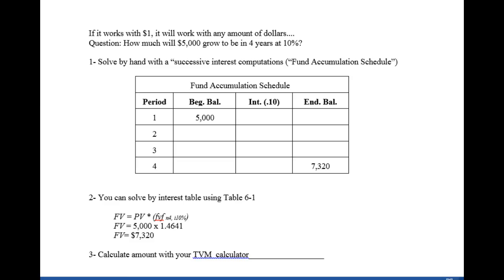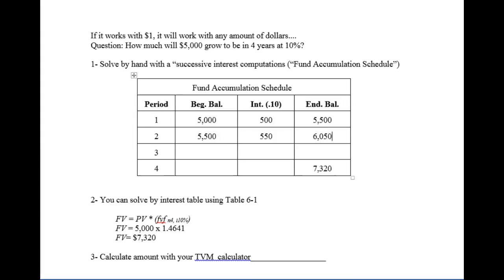Well, if that table was made with $1, it will work with any amount of dollars because it's an interest factor per dollar. So then you could answer very easily, how much will $5,000 grow to be in 4 years at 10%? You could take the long way of answering this by building a fund accumulation schedule. I've added the first few rows for you.